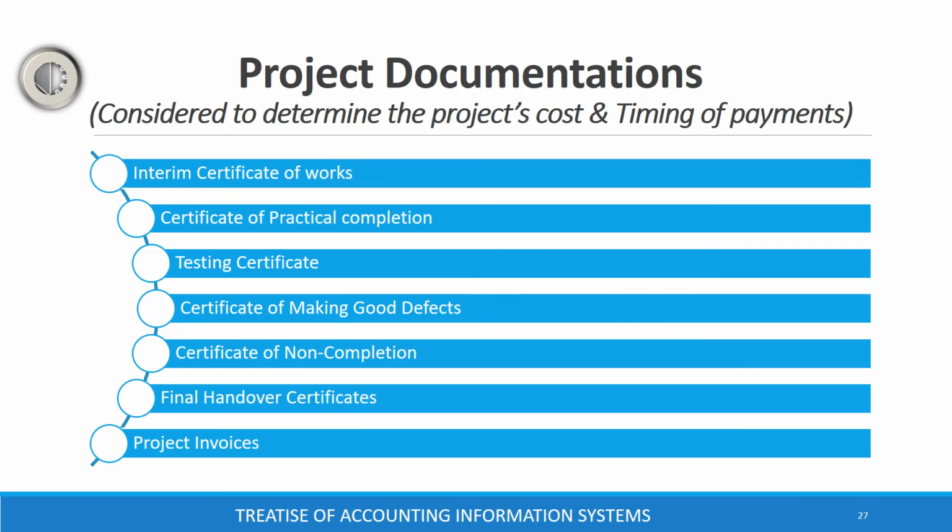Some of the project documentations that are considered to determine the project's cost and timings for payment are Interim Certificate of Works, Certificate of Practical Completion, Testing Certificate, Certificate of Making Good Defects, Certificate of Non-Completion, Final Handover Certificate, and Project Invoices.